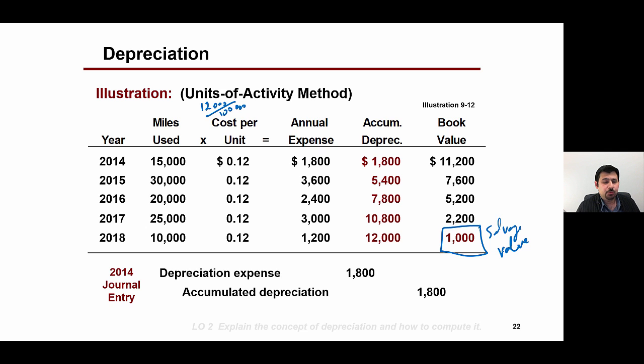Now, here we don't have a partial year. Let's say that the truck was purchased in April 2014 and it was used for 15,000 miles. We simply multiply the miles used by the cost per unit. So it doesn't matter when it was purchased. The only thing that matters is the units of activity.